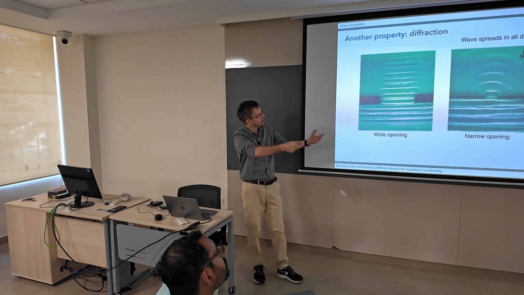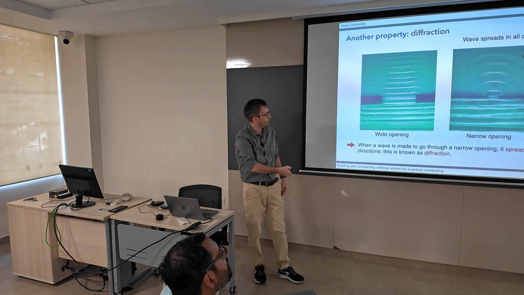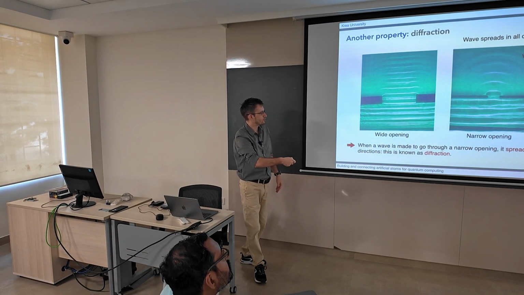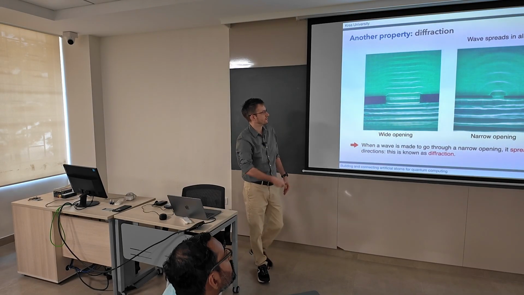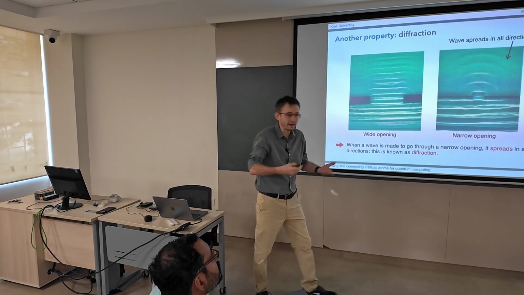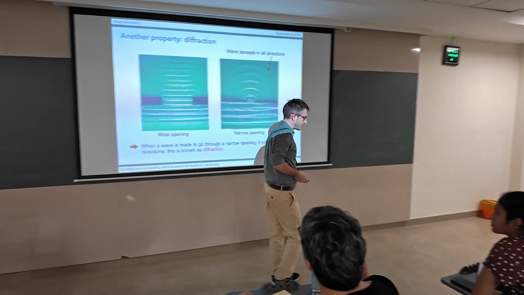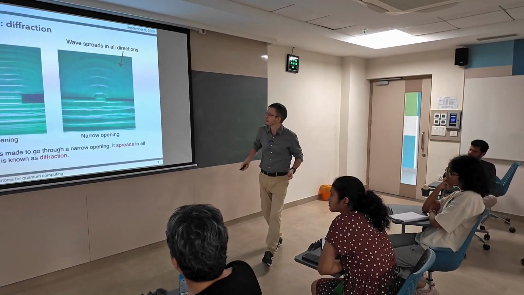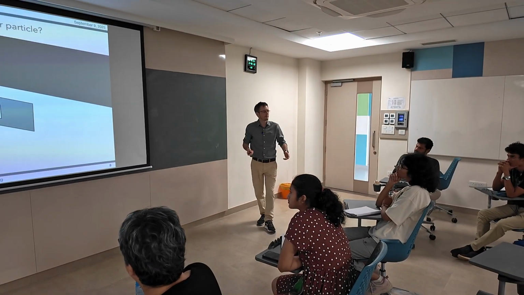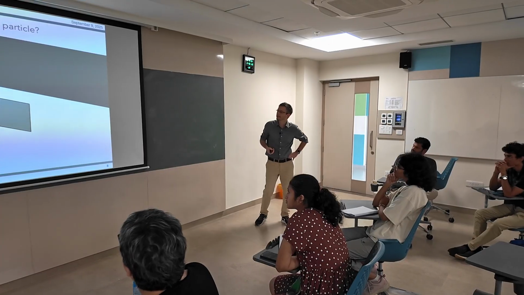Okay, a wave spreads in all directions when it is squeezed into a narrow opening. When a wave is made to go through a narrow opening, it spreads in all directions. This is known as diffraction. So what about light? These are the defining properties of what a wave is. Now, this is the famous double slit experiment.